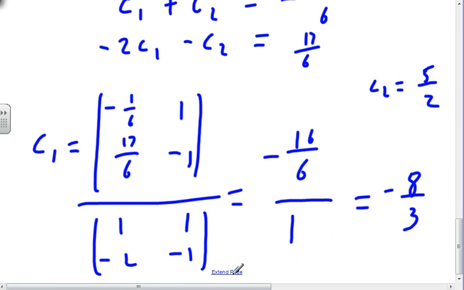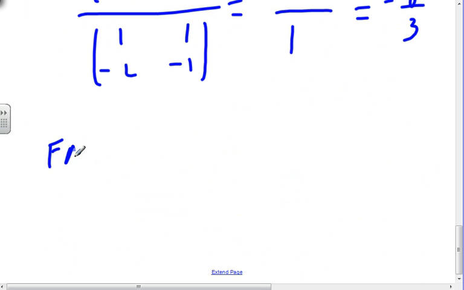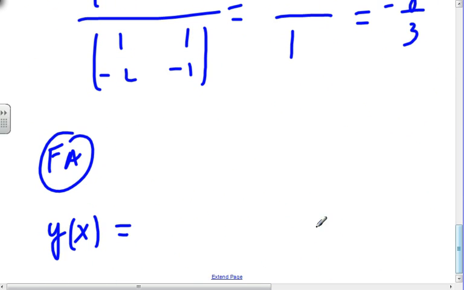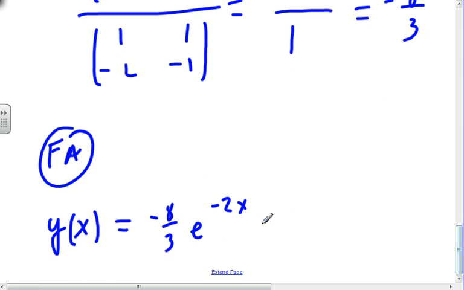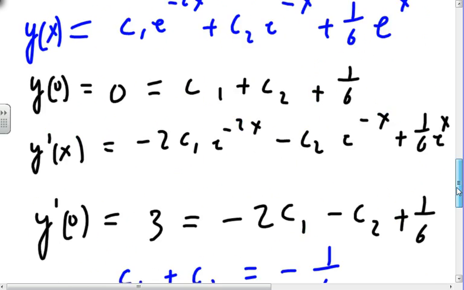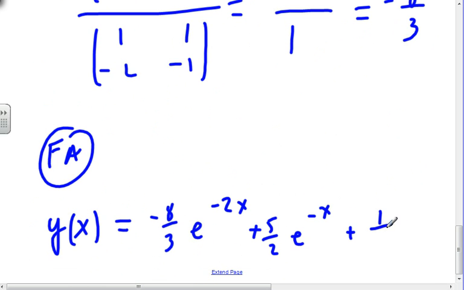All right, so now my final answer. Final answer. Y of x equals minus 8 thirds e to the minus 2x plus 5 halves e to the minus x plus 1/6 e to the x.